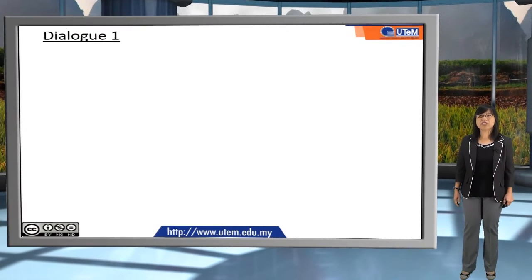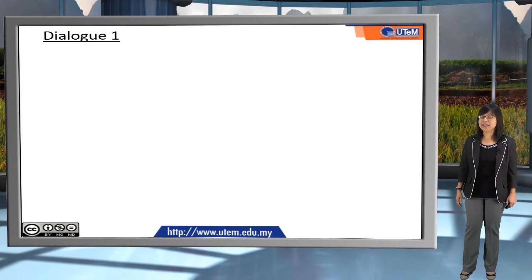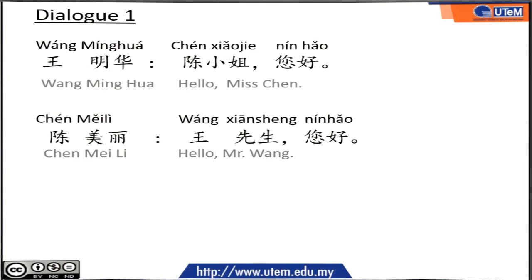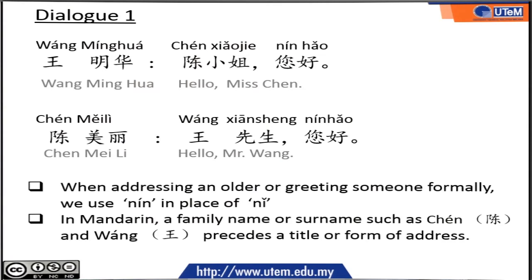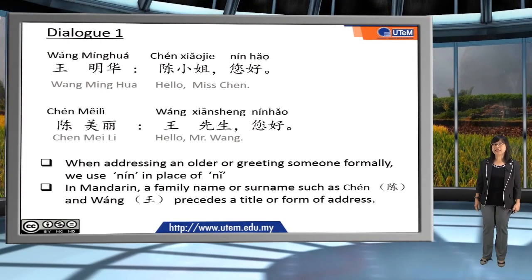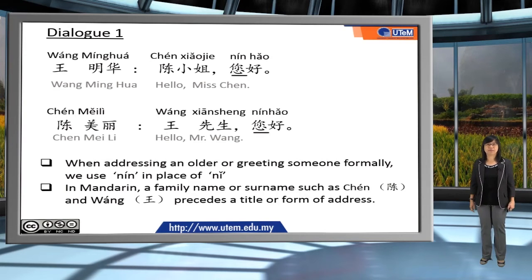Let's see a conversation between Wang Minghua and Chen Meili. They greet each other by using the most common form. Wang Minghua said, 陈小姐, 您好. And Chen Meili says, 王先生, 您好. When addressing an older or greeting someone formally, we use 您 in place of 你.